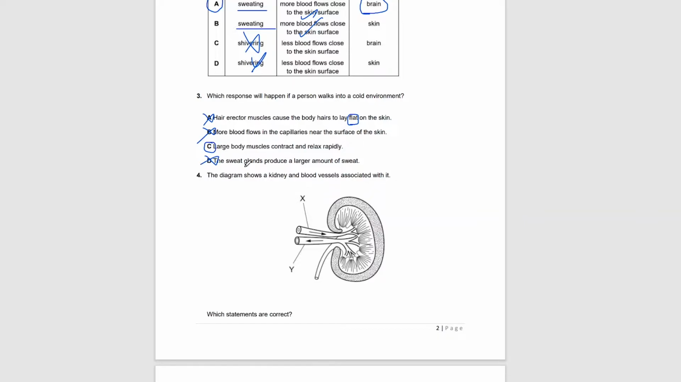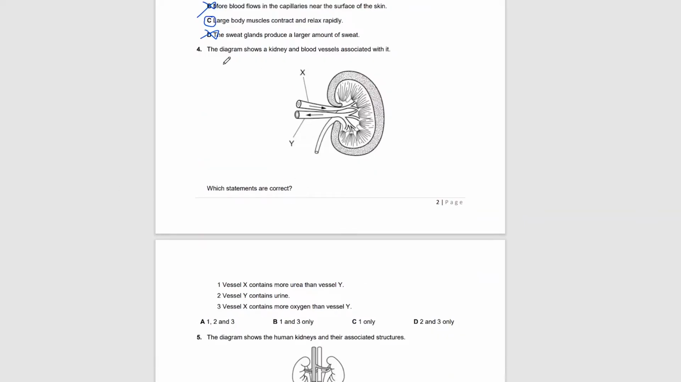So the answer is C. Question 4. The diagram shows a kidney and blood vessel associated with it. Which statements are correct? Vessel X contains more urea than vessel Y. It definitely does, because more urea is in the blood initially and it's filtered by the kidney, and the amount of urea decreases until it reaches Y.